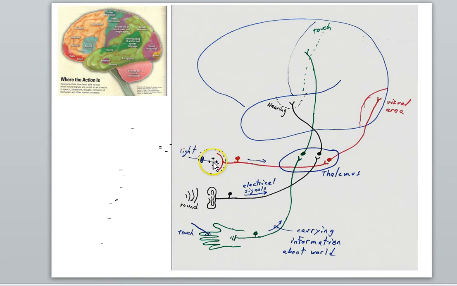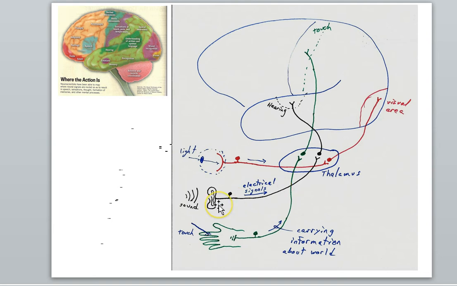So light hitting the eyes is converted into electrical signals that are then sent to the back of the brain, where further processing will happen. And our visual system is going to analyze that information and construct what it is ultimately that we see.